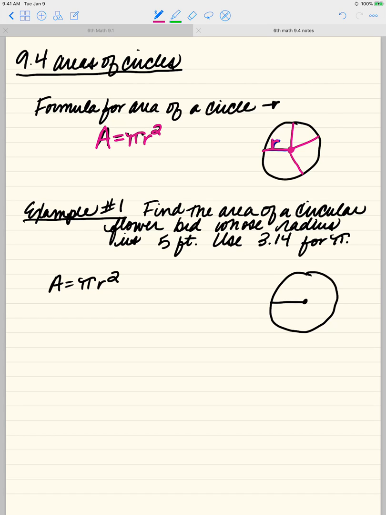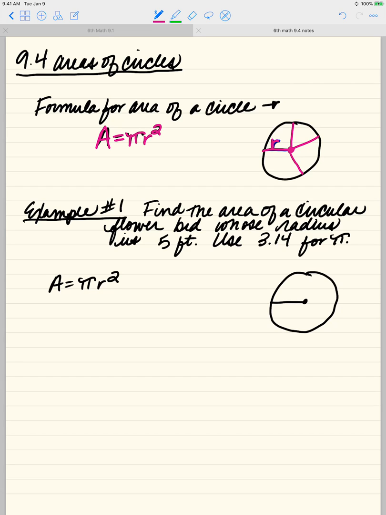Back in chapter 8, we talked about the circumference of a circle. When we used circumference, we were allowed to use either radius or diameter in a circumference formula. We had two different formulas. For area, we do not. We only have one formula, and it is always in relation to the radius only. That is super, super, super important that you remember as you work through areas of circles.